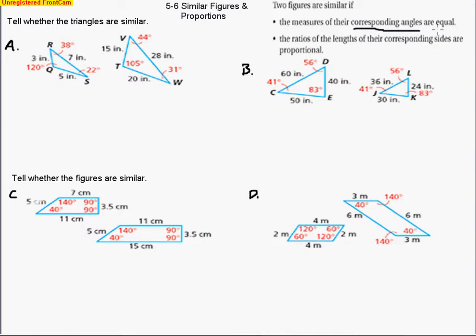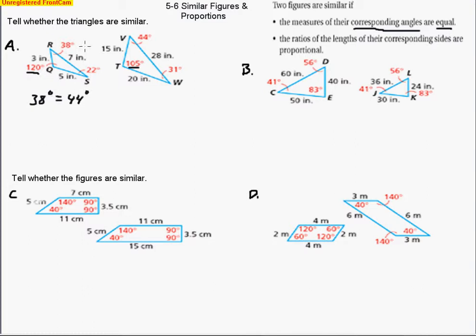Corresponding angles are equal. What we're talking about with corresponding angles is looking at this one here, 38 right here. That's an angle, so we should see another 38 here. But I don't see an angle of 38. So right away, these angles are not corresponding. See, 120, 105, those are not the same. So 38 degrees is not equal to 44 degrees.